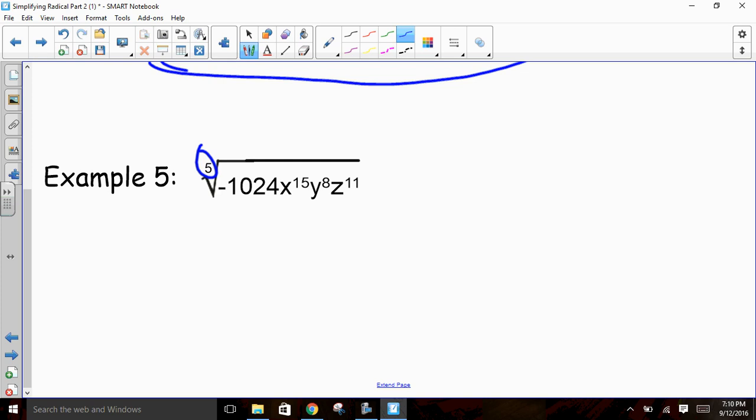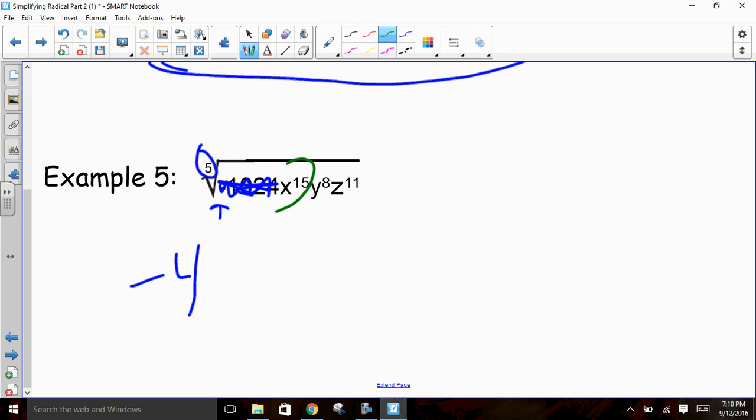Well, when you have odd roots like that, because the number 5 is odd, it's not divisible by 2, you can still have a negative number. So it's the same thing as finding the 5th root of 1024 and then just tacking a negative 1 on the outside. So the 5th root of 1024 is 4. So I have that negative 4 there. So that 1024 is used.